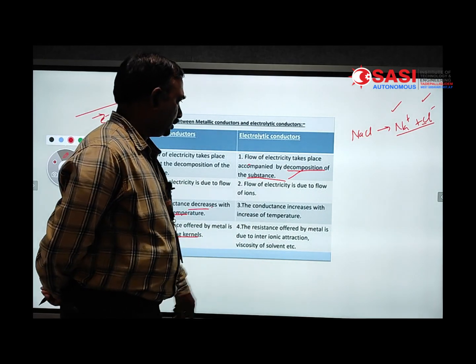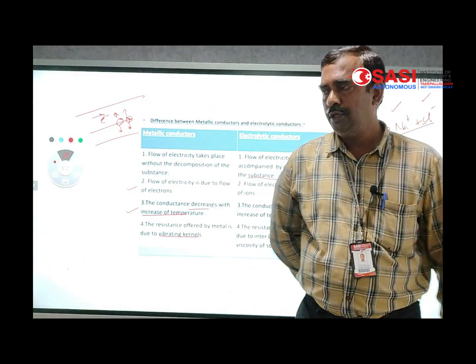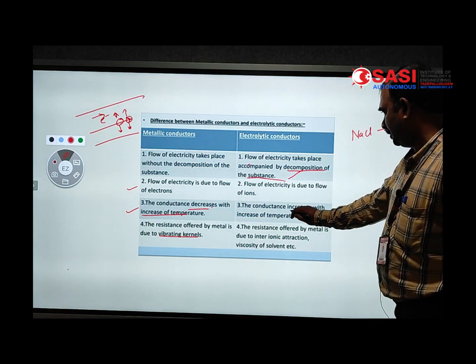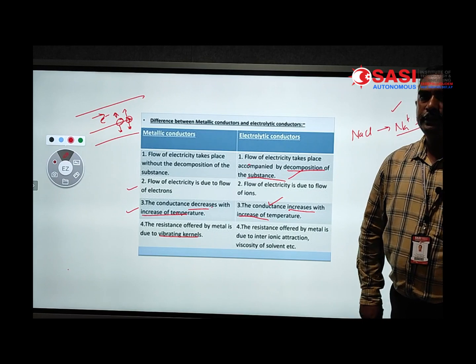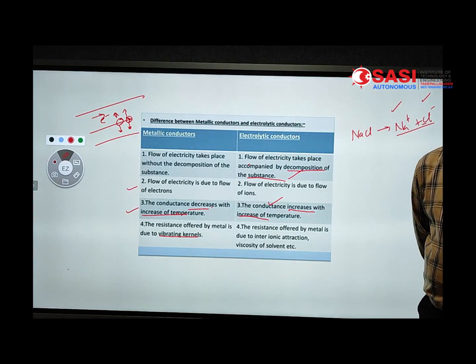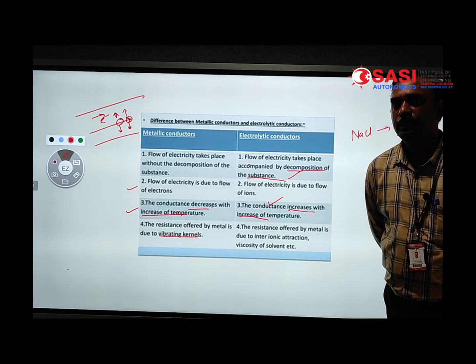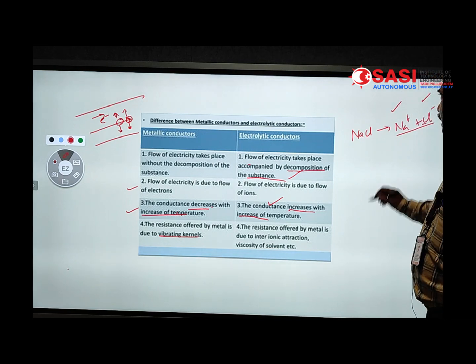But what about electrolytic conductors? With increasing temperature, the conductance also increases. What is the reason? In electrolytic conductance, the conductivity is due to ions.